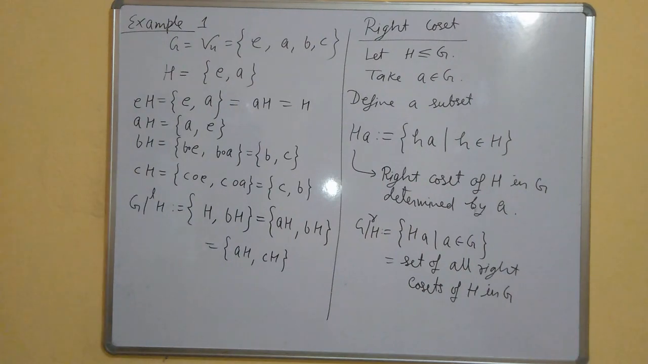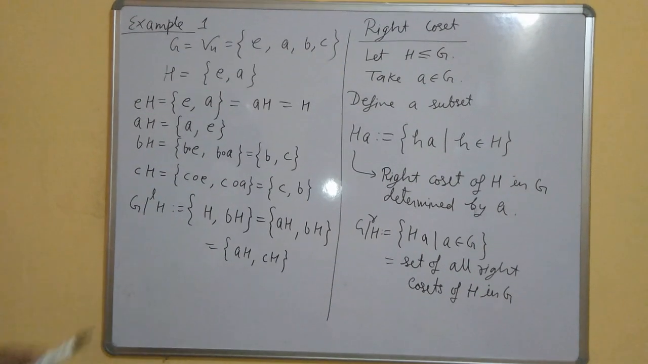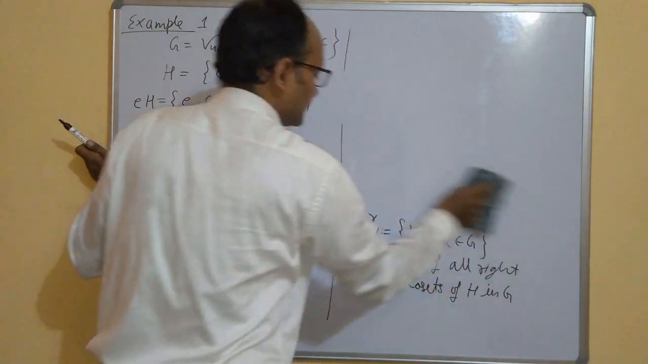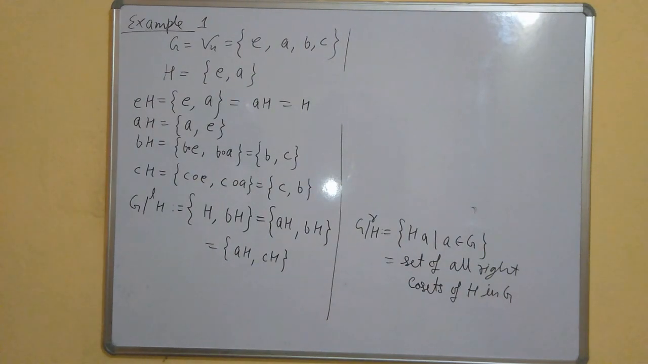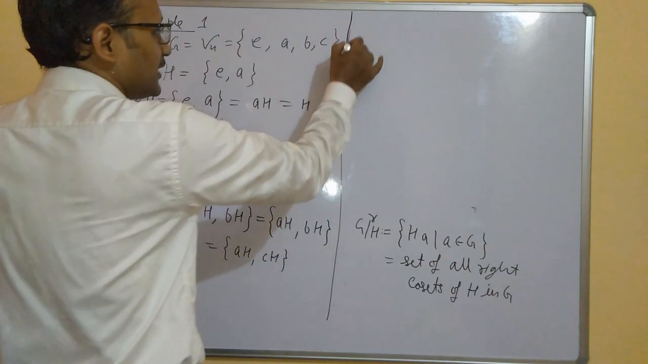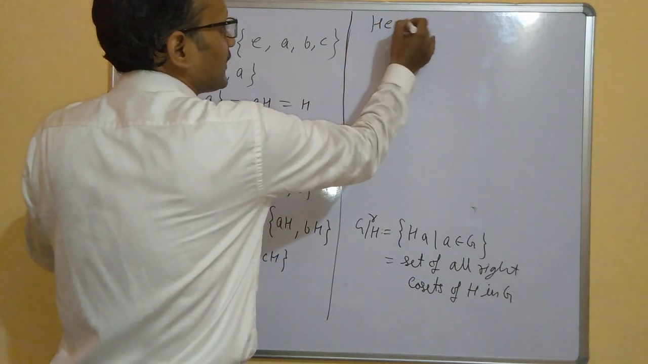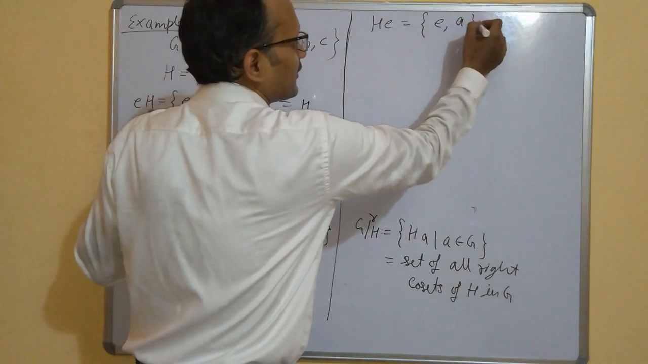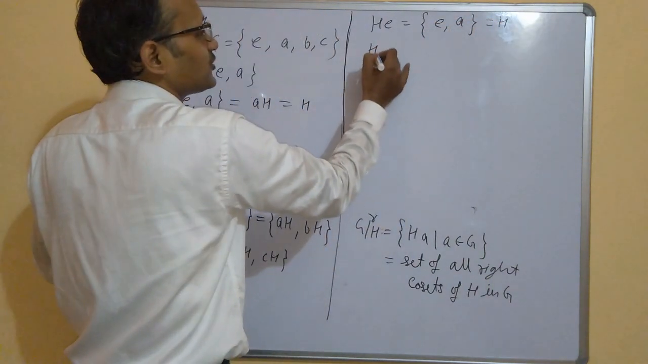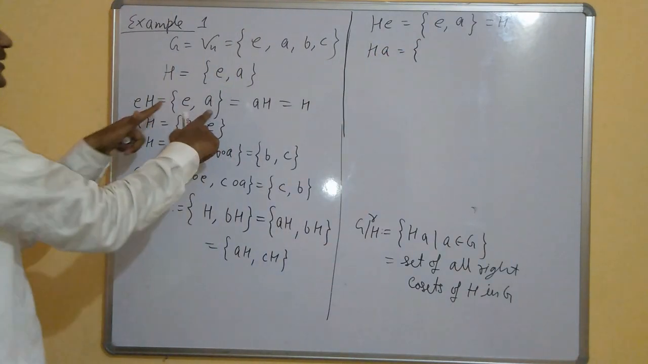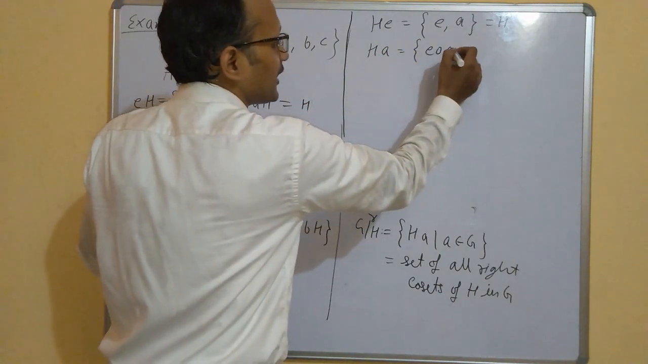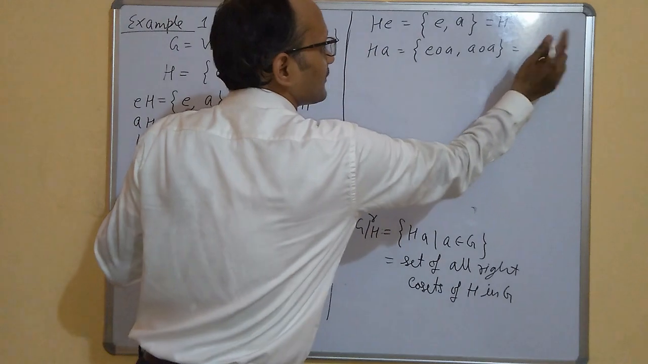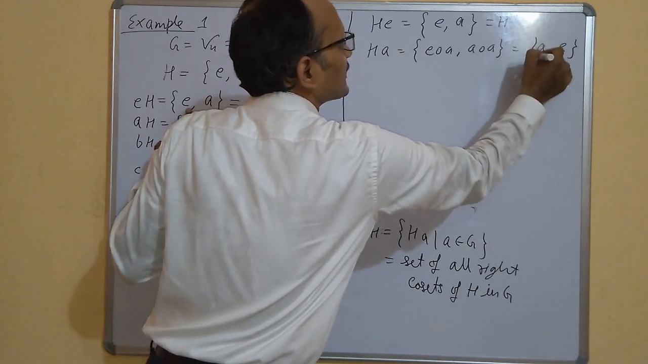Now let us also determine the right cosets. So what are the right cosets in this example? I first take the element e. So He, as is clear from the definition, you will multiply e on this set, then it is ea, which is the same thing as H. Ha, you will multiply a on both the elements, so ea and a∘a. So it is ae, which is again the same thing.